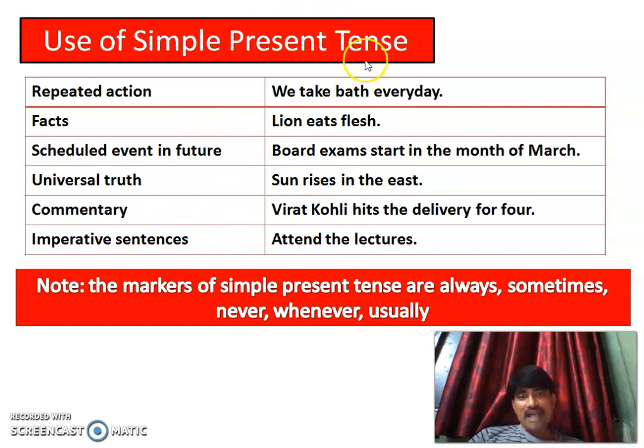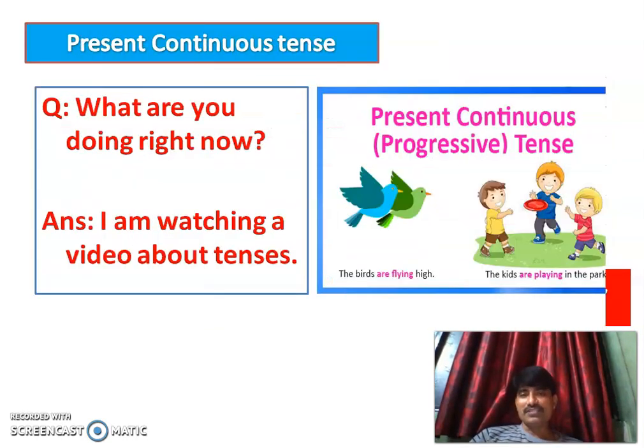And in order to identify the tense of a given sentence, there are certain markers, and these markers will tell you whether the sentence is in simple present tense or not. For example, the markers are: always, sometimes, never, whenever, usually, each with a habitual action. These tell you that the sentence has to be in simple present tense, and if one of them is there in a given sentence, then you can definitely say that it is a sentence of simple present tense.